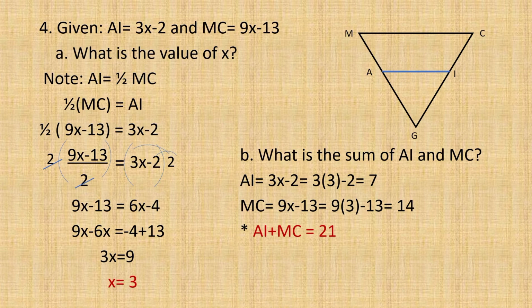And MC is equal to 9x minus 13. Substitute the value of x, which is 3. So you have there 9 times 3 equals 27 minus 13. So you have there 14. So the sum of AI and MC is equal to 21.